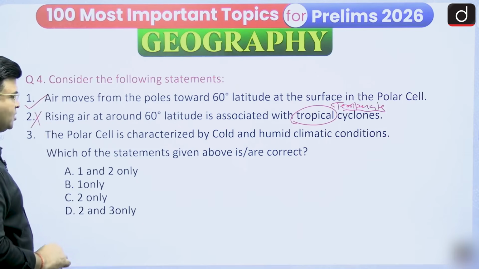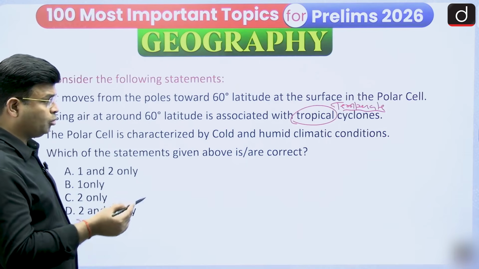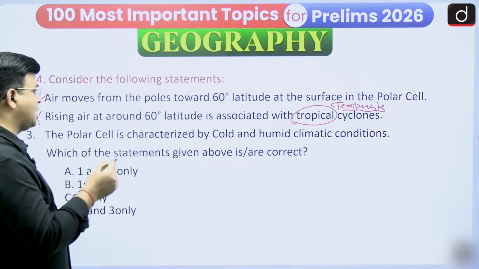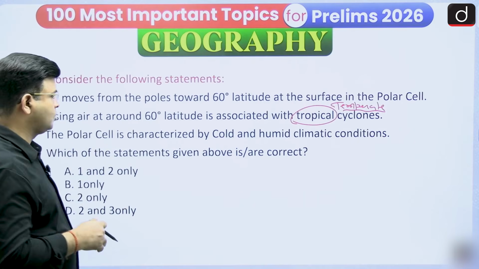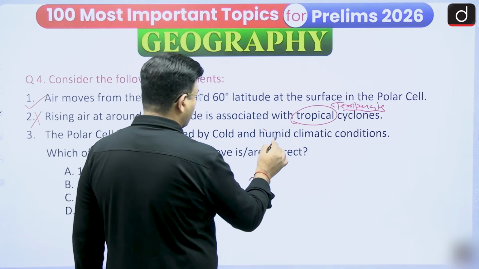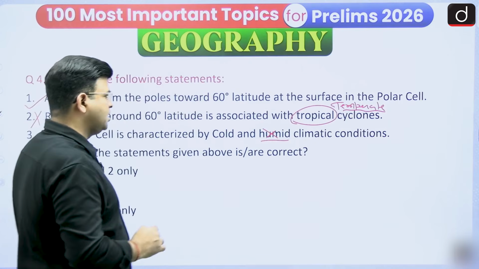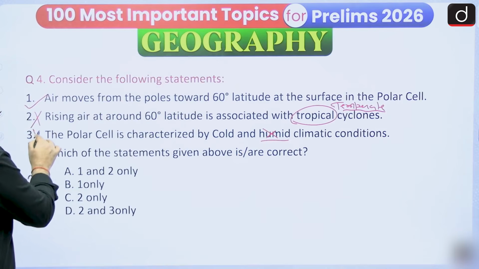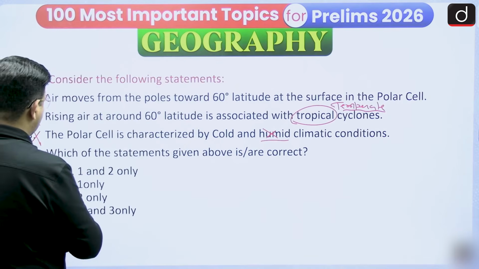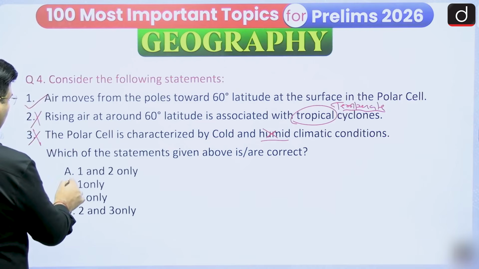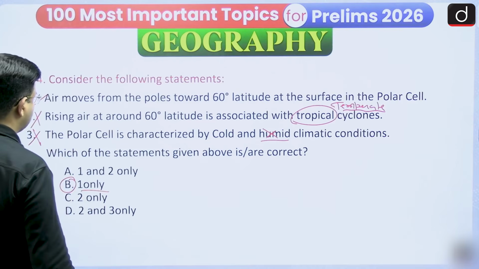And then the polar cell is characterized by cold and humid climate. So the polar cell has coldness, but at the same time it is dry. It's not cold and humid, it should be a dry one. On the basis of that, this statement is wrong. So we can say which option is correct. So only one is correct.